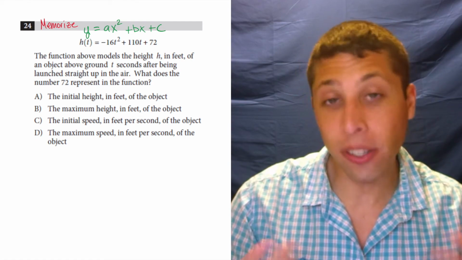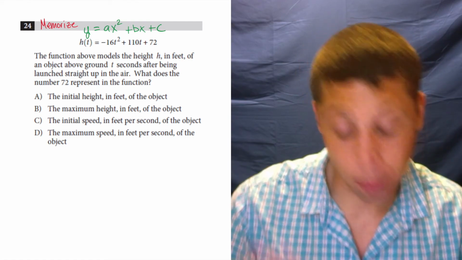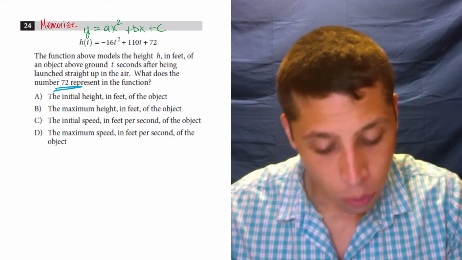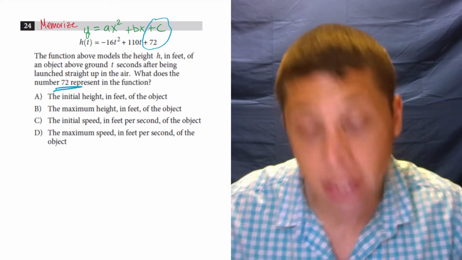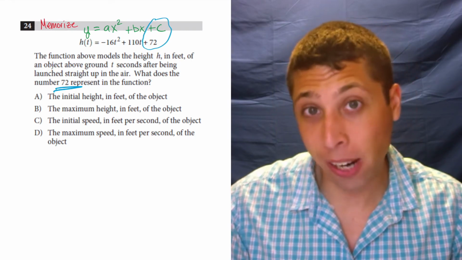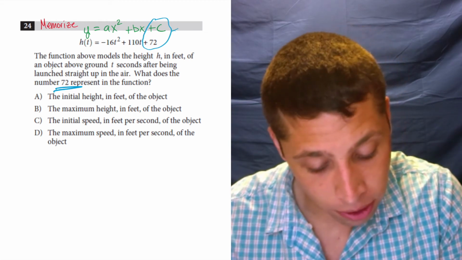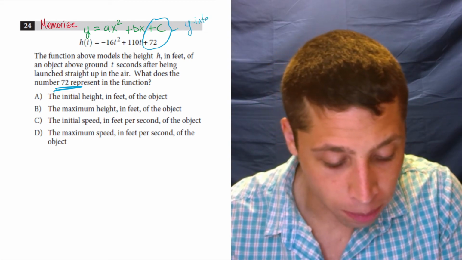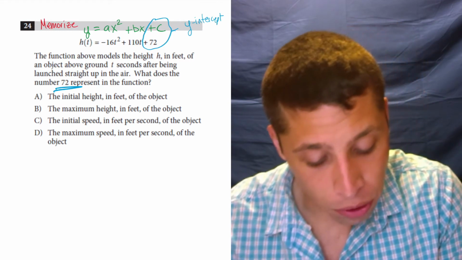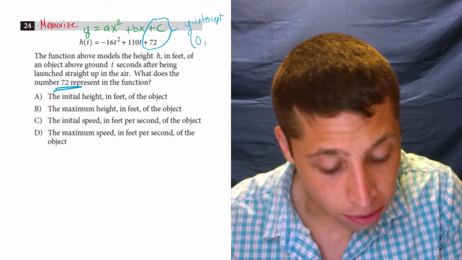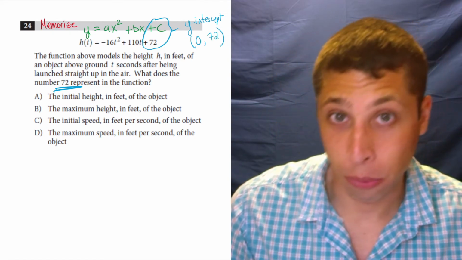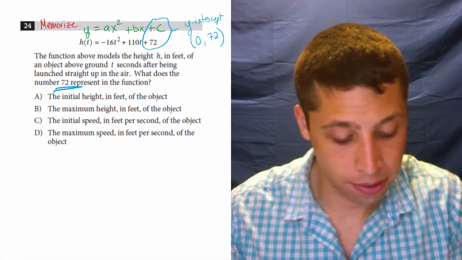And so we need to memorize what this tells us. In particular, we need to memorize what the purpose of 72 is. What is the c term going to tell us? If you've memorized it, this is really easy. This is going to tell us the y-intercept. The y-intercept is always going to be an x-coordinate of 0, and in this case, a y-coordinate of 72. It's where it crosses the y-axis.